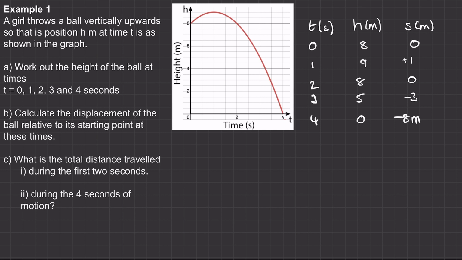So now for part C, what is the total distance traveled during the first 2 seconds? Okay, so even though our displacement is 0, you can see we've gone 1 up and 1 down. So our total distance is 2 meters. So for part 2, during the 4 seconds of motion, well, we've got 1 up, 1 down, followed by another 8 down. So our total distance is 10 meters. Okay, let's try question 2.